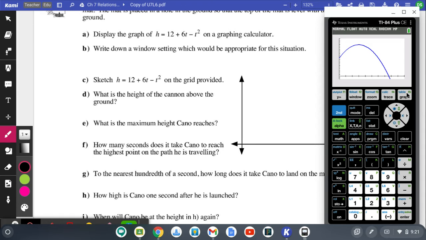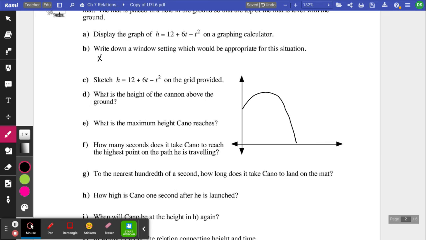Okay, sketch that. Okay, there's my sketch. Write down a window setting which would be appropriate. So how do we do our window settings? Remember? We go X, colon, and then we do a square bracket. Now, Kale?